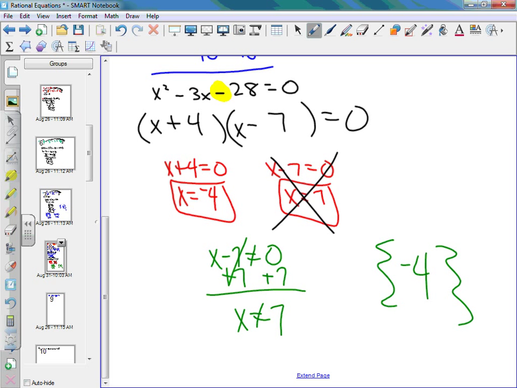Because if I plug in 7, what happens to my denominator? What does it turn into? It turns into 0, which will be undefined, and we can't have an undefined denominator. Do we get that, yes or no? We remember this from back in Algebra 2 yet?